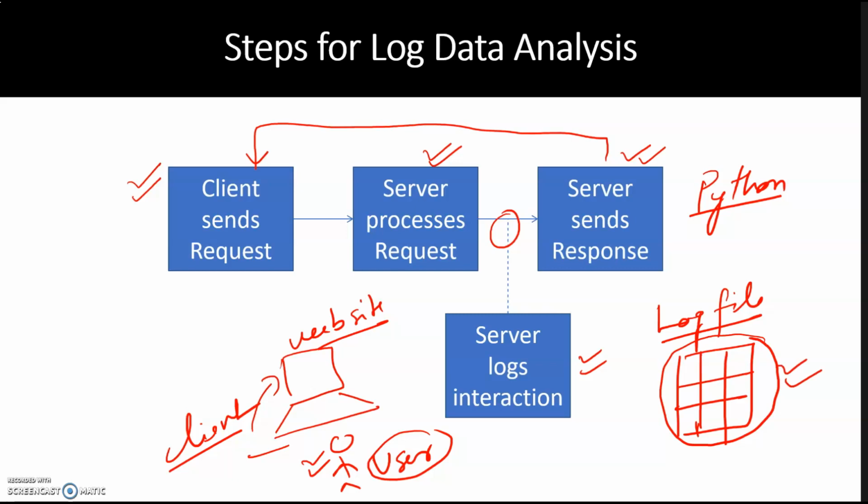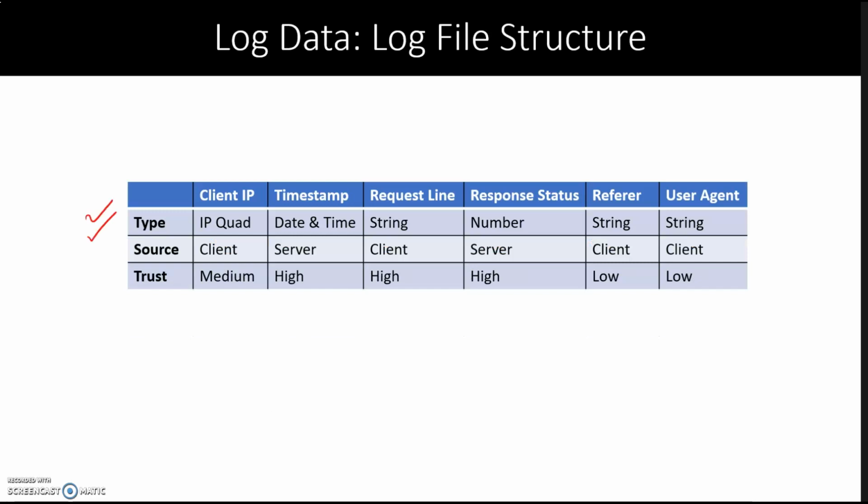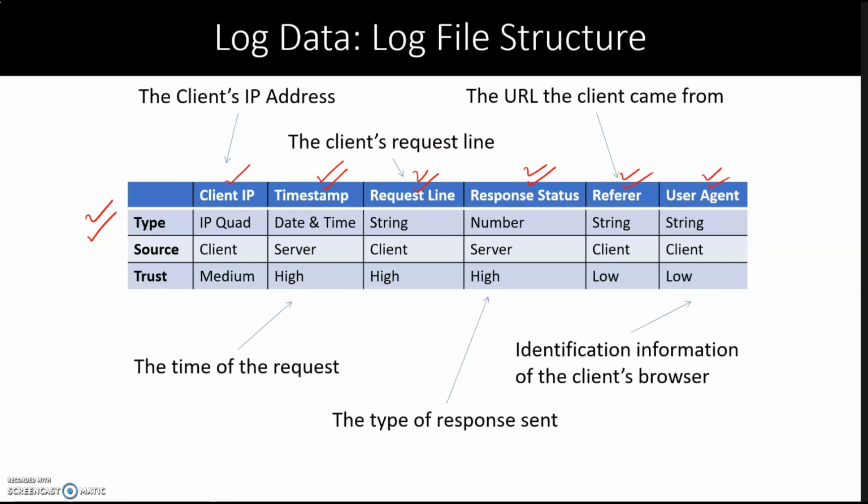In the next slide, I have presented the basic structure of a log file. So this table represents the structure of a log file. It has data related to IP address, date and time the user has accessed a particular content or website, request line, response status, referrer, user agent. The same thing is given here. So this is the client IP address, client line of request, URL, type of response, identification information or the type of browser the client is using, and date and time or month when the client has used a particular website.